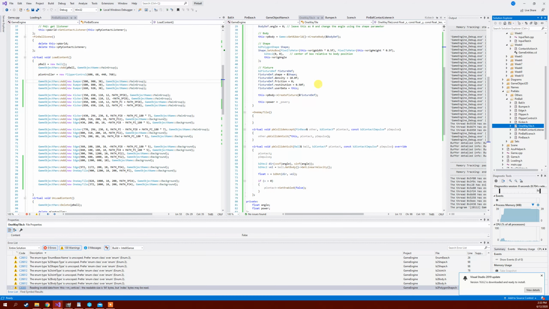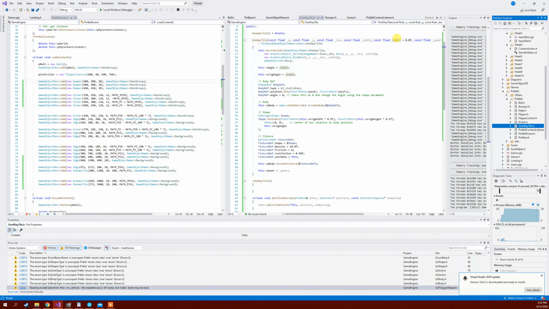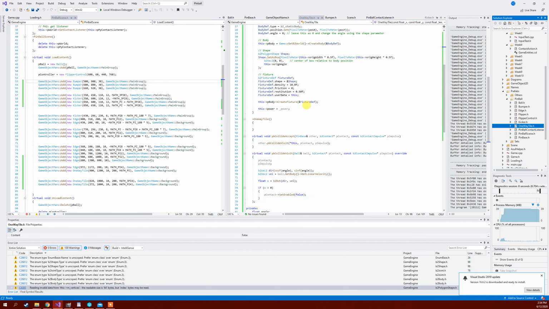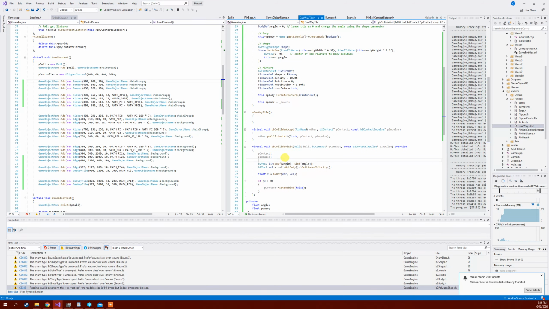Yes, and this one-way tile also has an angle, and I will use this angle to determine the direction of this tile. I get the ball's velocity and get the dot product. If the dot product is positive, it means the ball is going in the same direction, or at least shares some direction with the face I'm pointing at. So I will just ignore these physical interactions, making this tile able to be passed through.